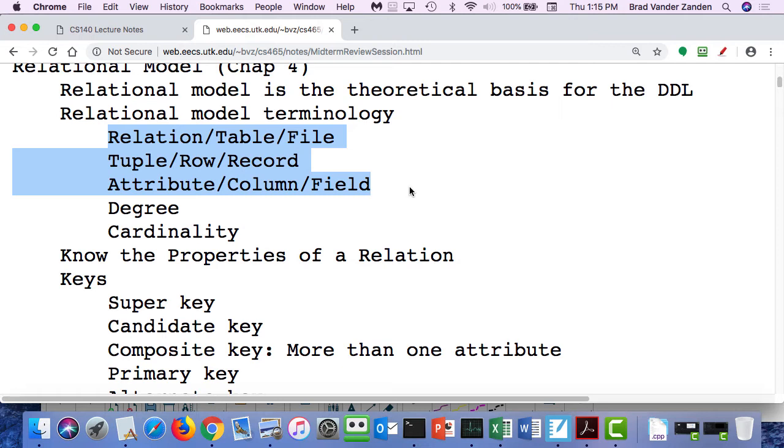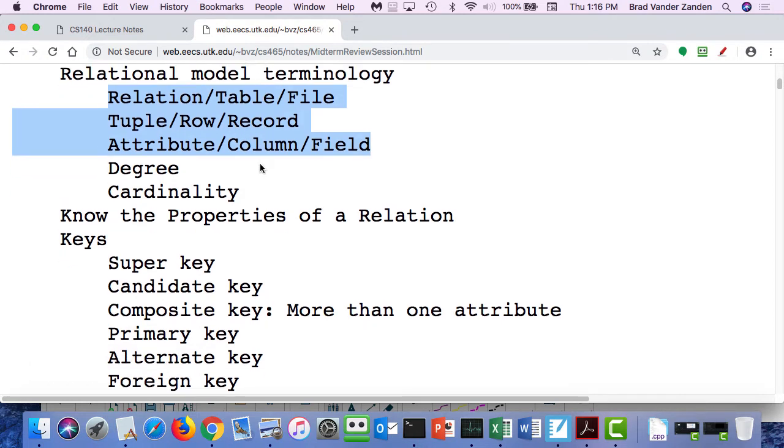Relation, tuple, attribute is what professors like me use. Table, row, column is what professional programmers and customers use. File, record, and field is what database administrators use, because they're thinking about the physical layout of the relations. But relation, table, and file all mean the same thing. Tuple, row, record all mean the same thing. So you need to know the correspondence.